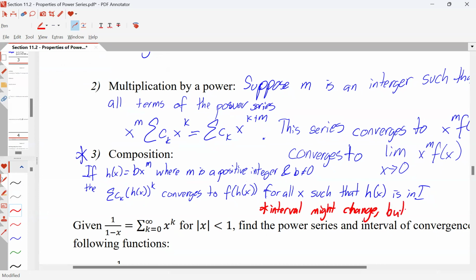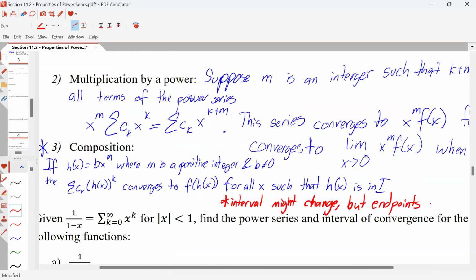But the endpoints won't. And we will see what this last part of this theorem is saying in the examples. But essentially, instead of saying x is between, say, -3 and 3, suppose that was our interval of convergence. Then, when we compose, we will actually be looking at -3 is less than h of x is less than 3.